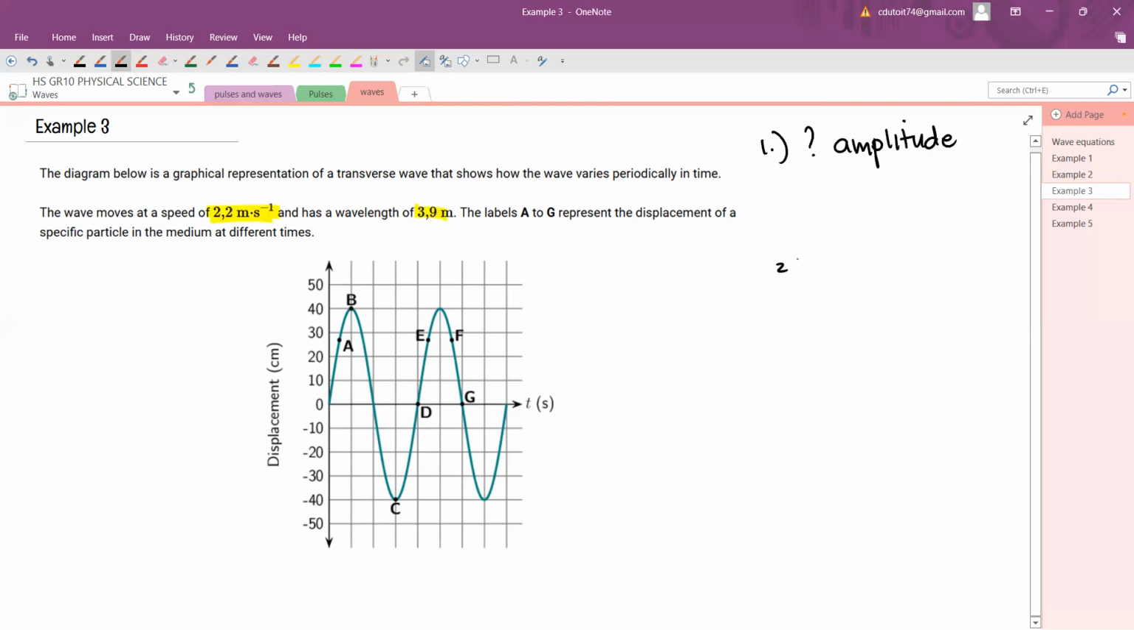The second question is going to be, give 2 points in phase. You don't know what that is, so fine, I'll show you that. And then number 3, I want to know, what is the frequency?